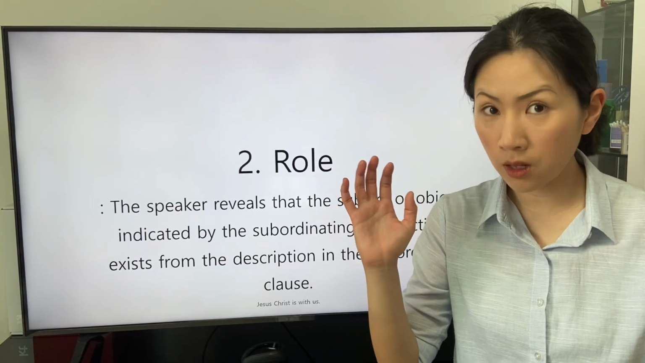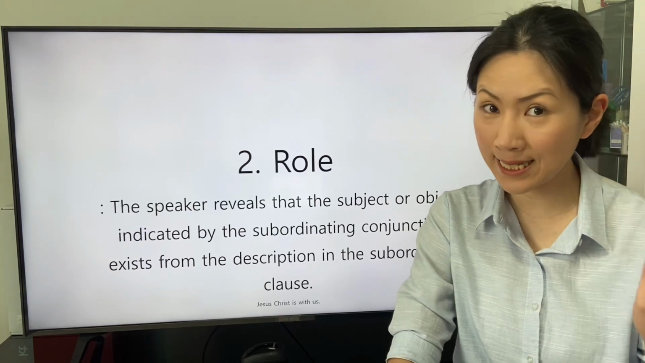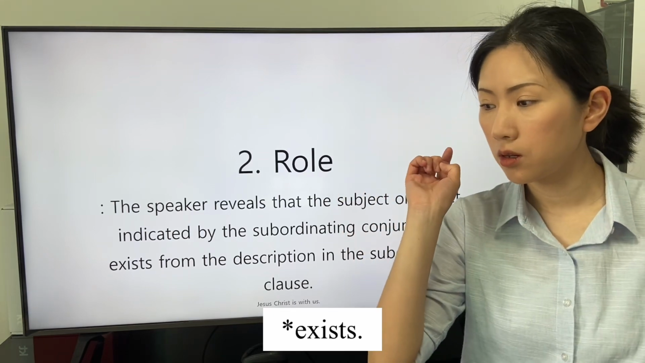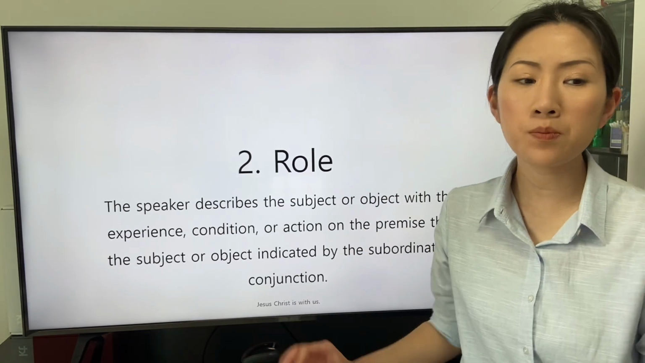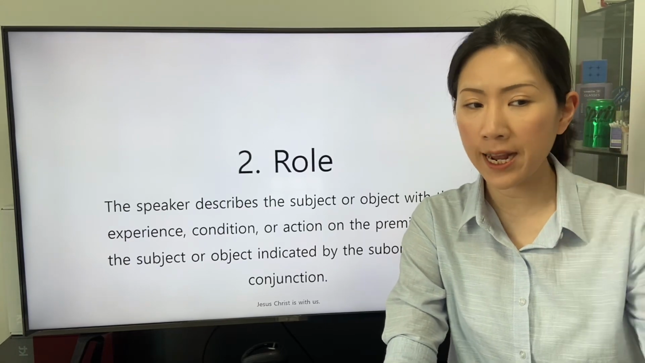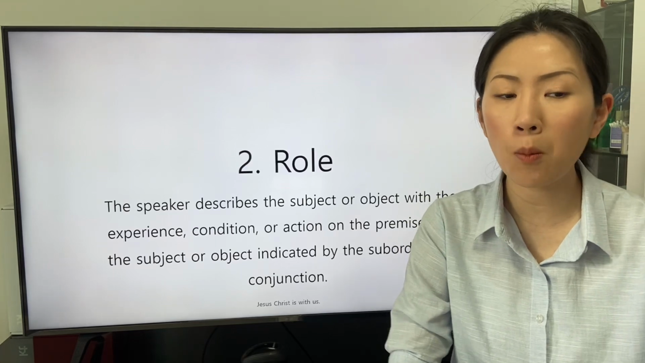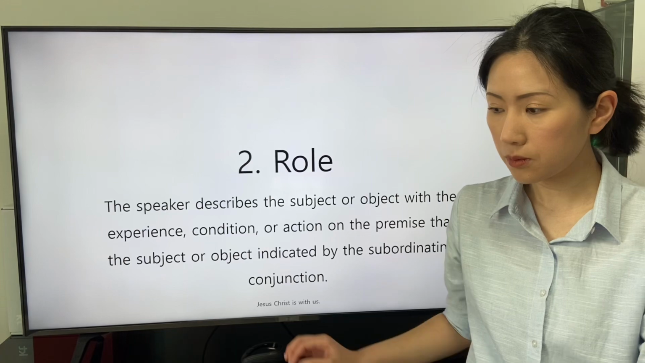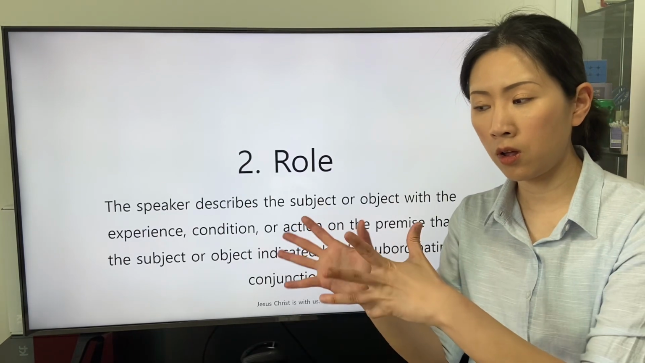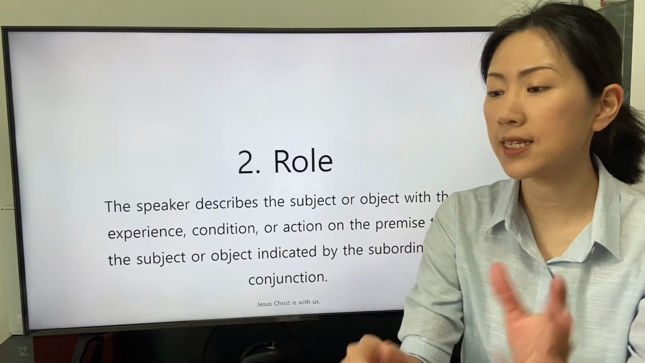The subordinate clause with the be verb or the general verb reveals that the speaker describes the subject or object with the experience, condition, or action on the premise that the subject or object indicated by the subordinating conjunction exists. The primary premise for a description is that the subject or object exists.